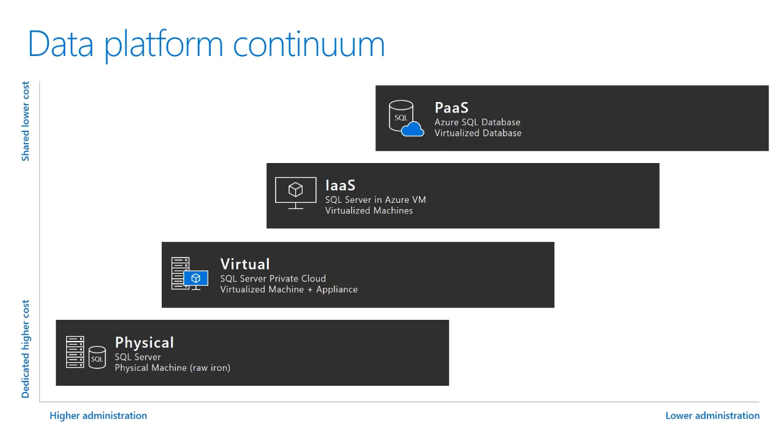And then the PaaS solution, the platform as a service, gives us the ability to have Microsoft in the Azure environment manage the server, manage the backups, a lot of the automation that we typically manage today on-prem. So as we move away from the physical environment to the PaaS solution, we get shared lower cost and we get lower administration.